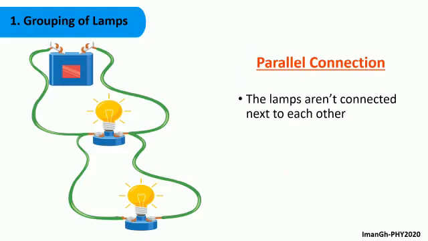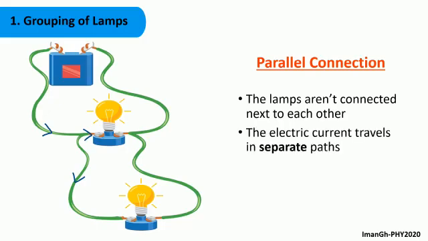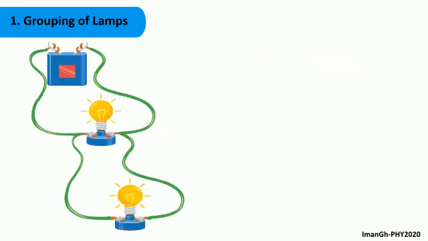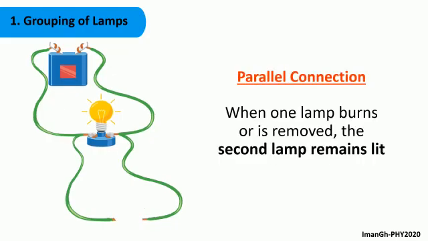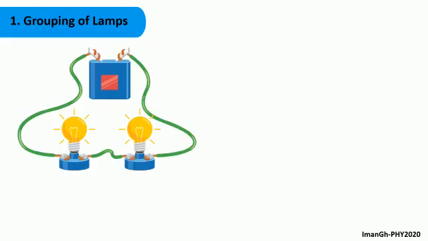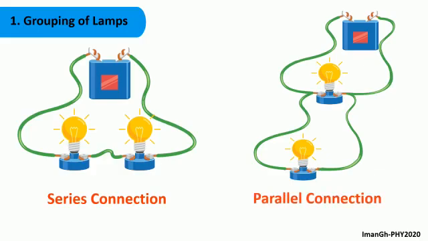This is the case of parallel connection, where the two lamps are not connected next to each other. If you notice the figure well, the current divides and travels in two separate paths. In parallel connection, if we remove one lamp, the other remains lit, since the current travels in different paths across each lamp. So lamps can be grouped in two different ways: series connection, where they are connected next to each other, and parallel connection, where they are parallel to each other.